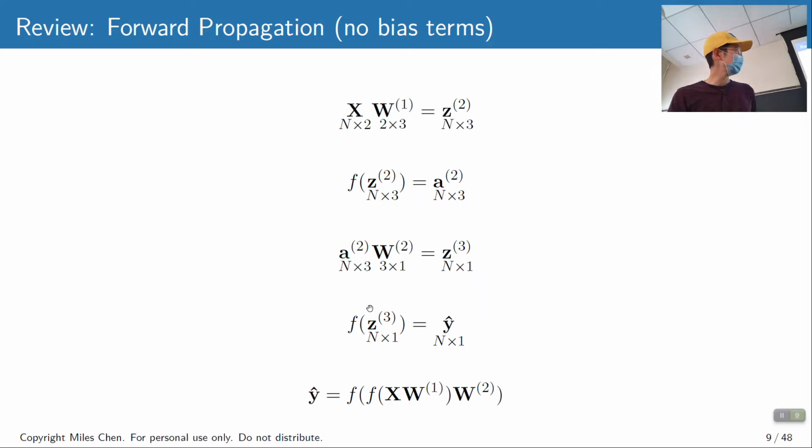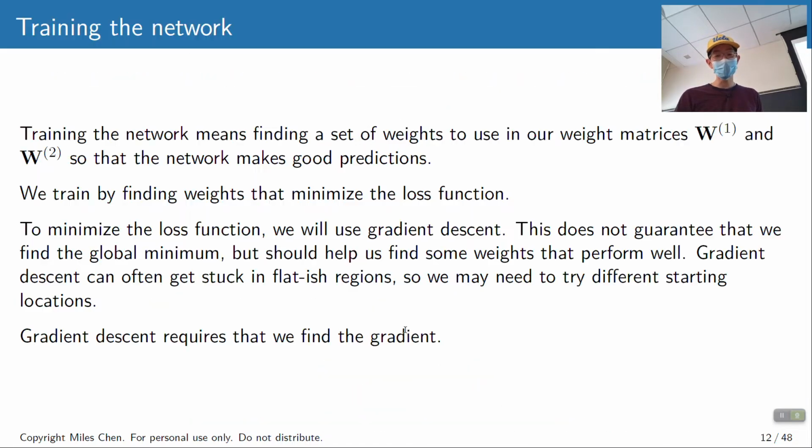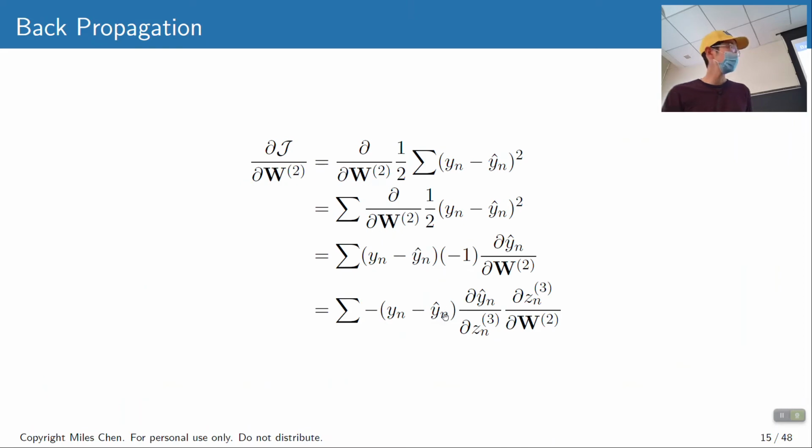Y hat is the result of a function being applied to z3. So we apply the function with respect to z3. We're going to see how y hat changes with respect to z3, and then how z3 changes with respect to W2. So I'm going to split this into two parts. How does y hat change with respect to z3?